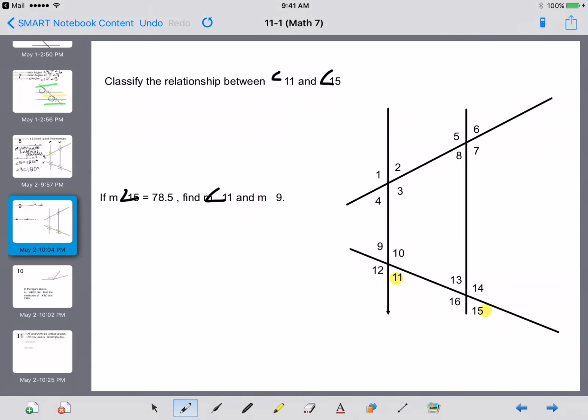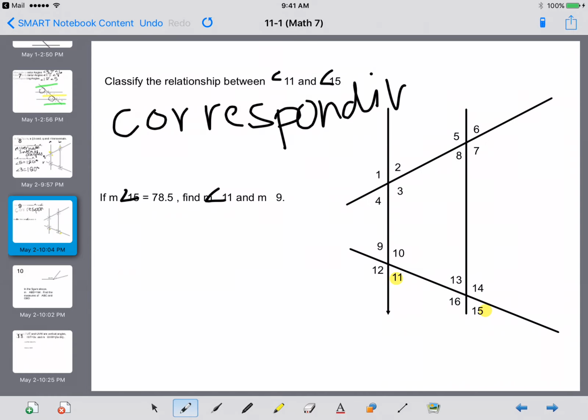On the, I guess one's inside and one's outside, right? The 11's on the inside and the 15's on the outside. And they're both in the bottom right-hand corner of their intersection point there. So they are corresponding angles. And remember, corresponding angles also have the same degree measure.